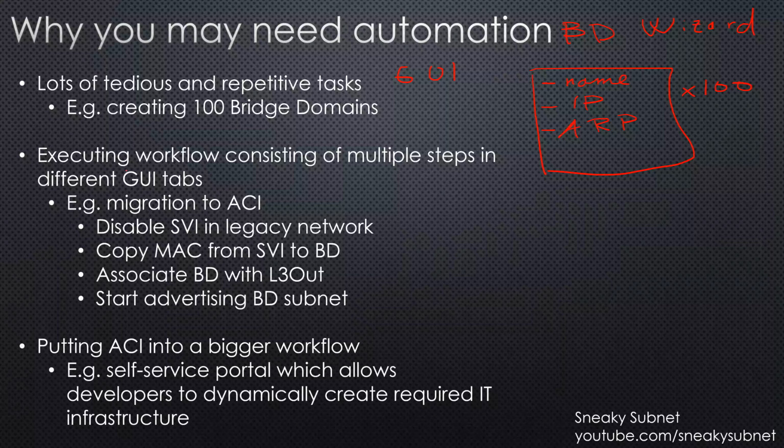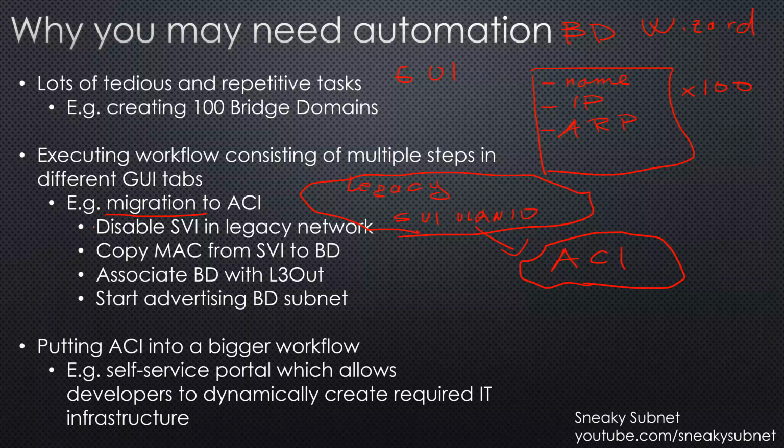Second example would be executing a workflow, which consists of multiple steps in different GUI tabs and maybe in different environments. So let's say we have a very common example, and we need to migrate our legacy data center to ACI. So here we have the legacy DC. It has, let's say, an SVI for VLAN 10. And we want to migrate that SVI to our new ACI fabric. Typically, you will need at least 4 steps.